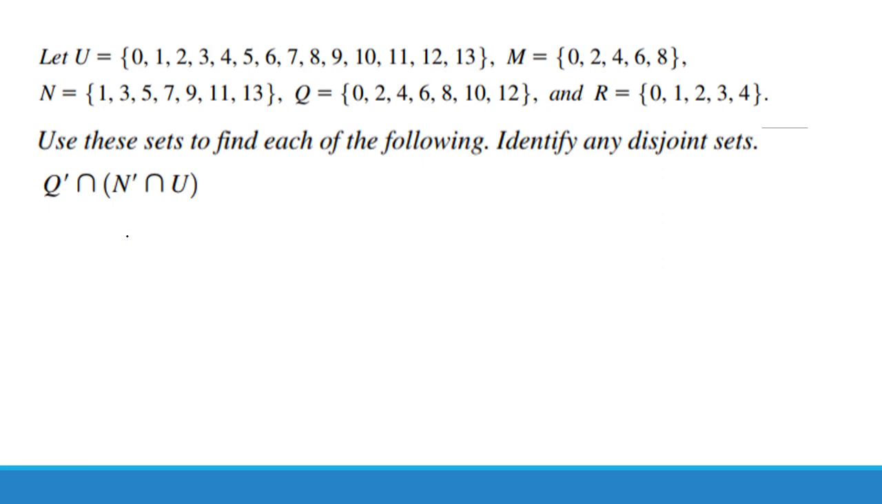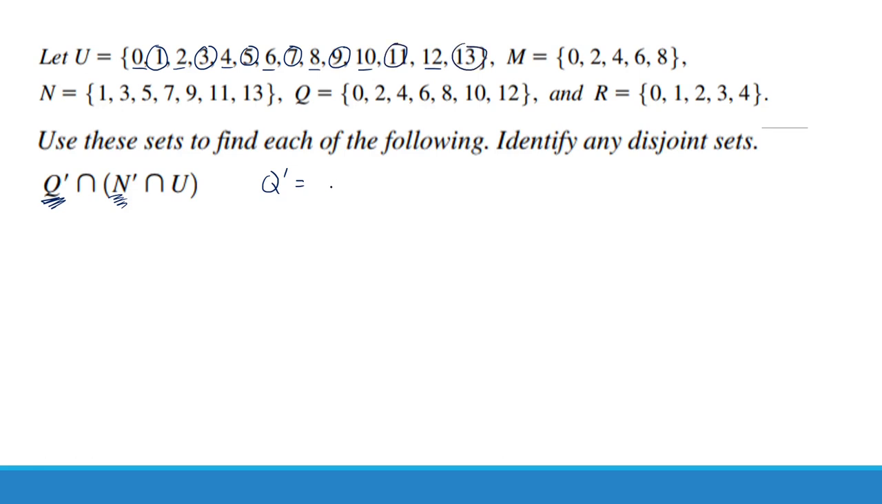In this example, I want to intersect Q complement with N complement intersect the universe. Again, I like to use the complements first, so let's find Q complement. Q complement is everything that is not in Q. So in our universe, we have Q is 0, 2, 4, 6, 8, 10, 12. Q complement is everything that is not in Q. That would be 1, 3, 5, 7, 9, 11, 13.